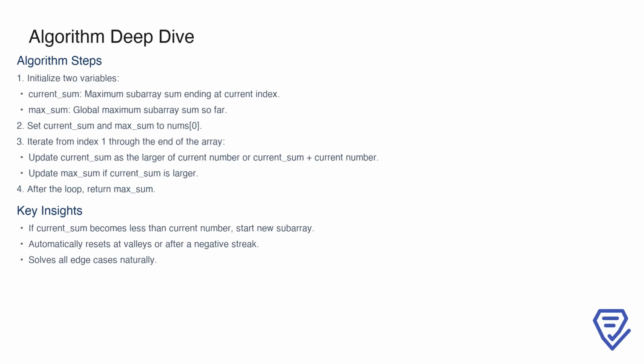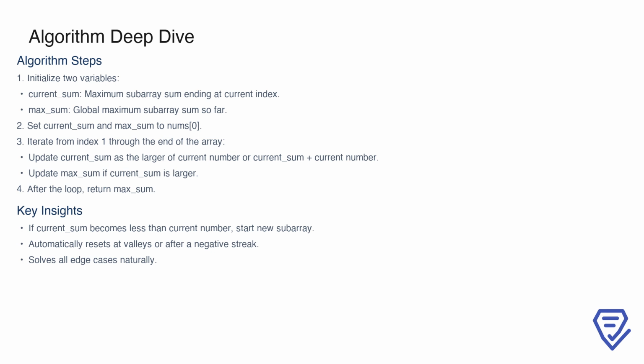This logic has a powerful effect. If a negative subarray or valley is encountered, the algorithm resets at the next positive number, ensuring the sum is always the largest possible. No explicit handling of edge cases is required, since Kadane's algorithm naturally covers arrays with all negative, all positive, or mixed values.